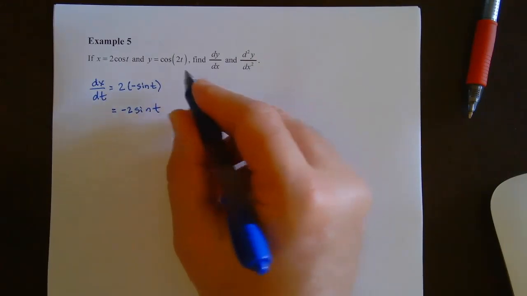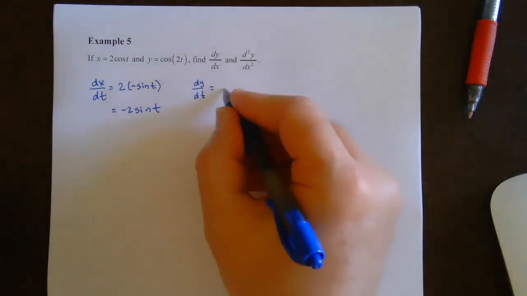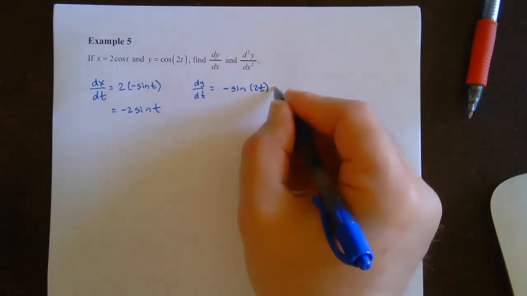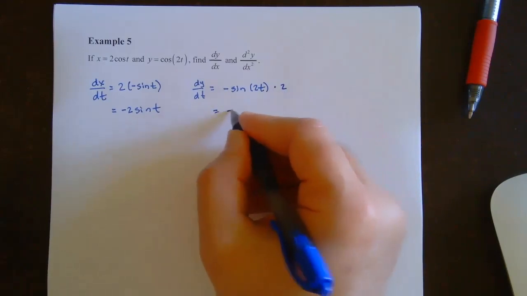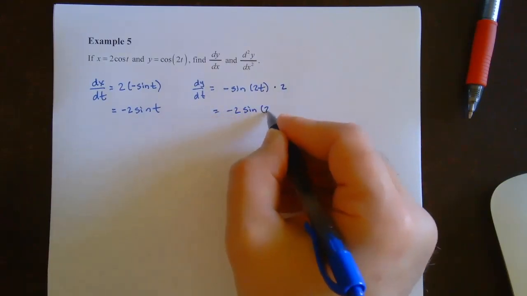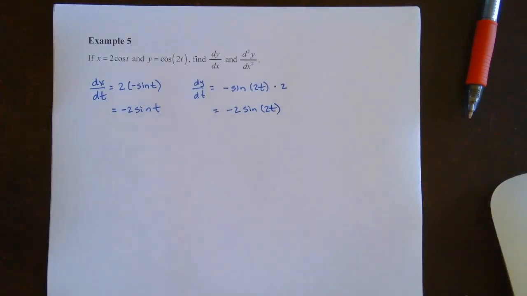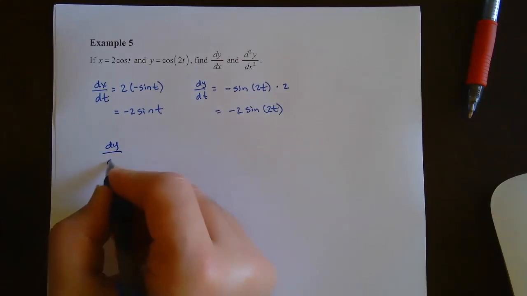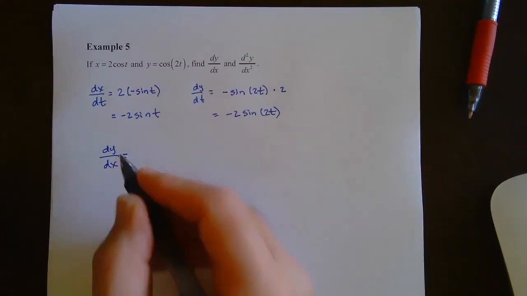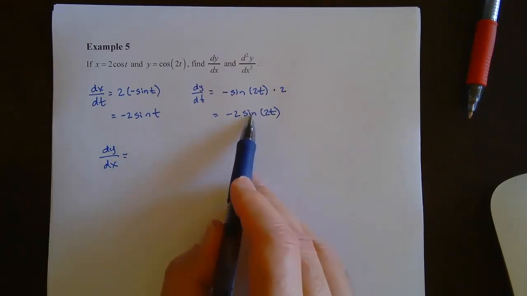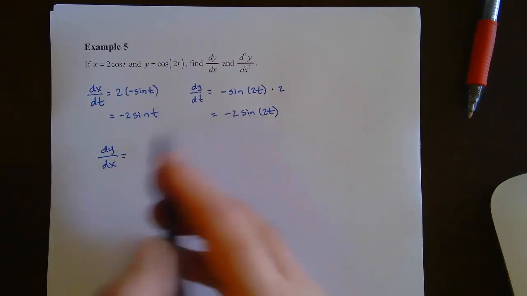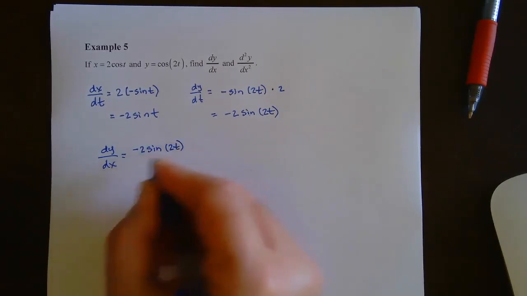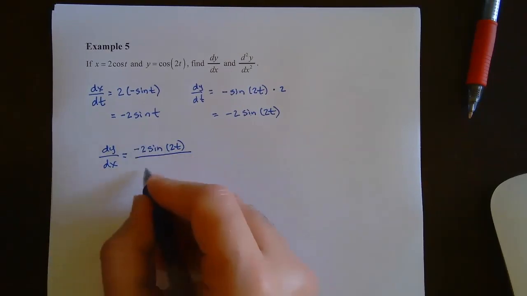Okay, and then dy over dt would be the derivative of cosine, which would be negative sine of 2t times 2, or negative 2 sine of 2t. Okay, all right, so dy over dx, and I showed more work than you really need to do on the last one, okay? So dy over dx would be this derivative over this one, right? So it'd be negative 2 sine of 2t over negative 2 sine t.